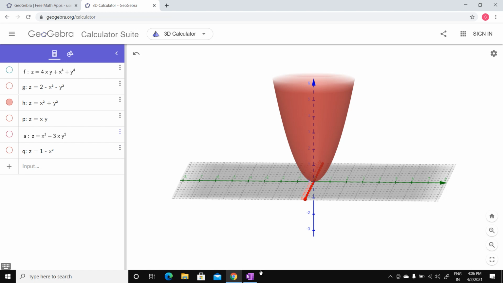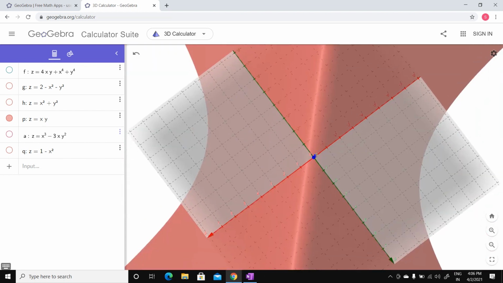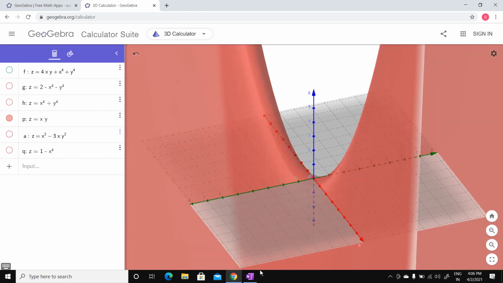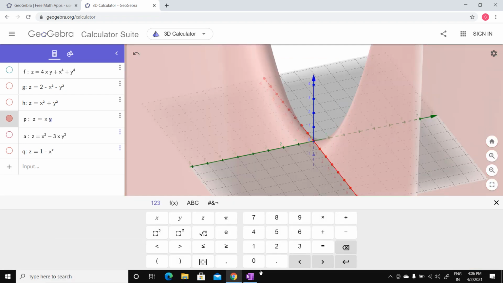Okay, let me go for the third graph, that is z equals xy. No, this is not xy, this is something else. If I go for this it will become difficult, so I just won't take this example.